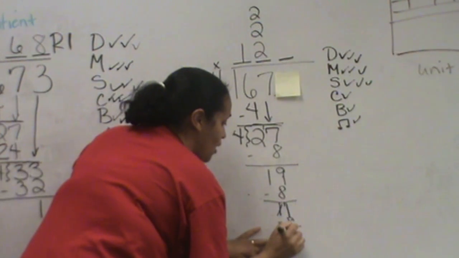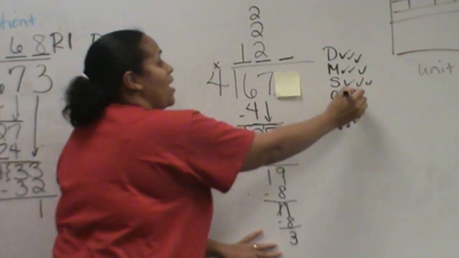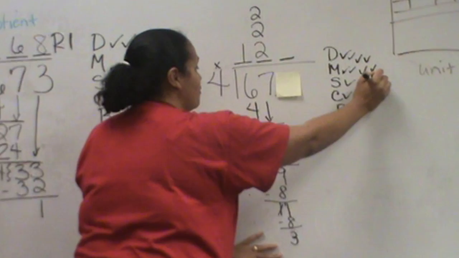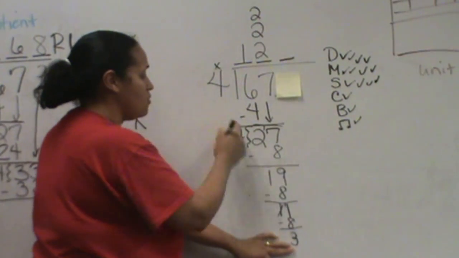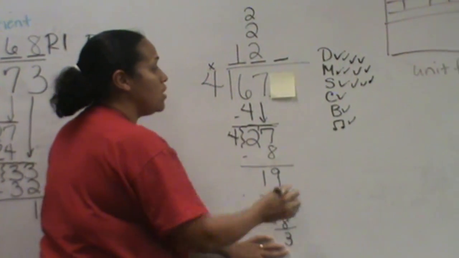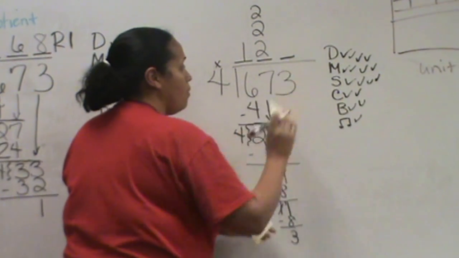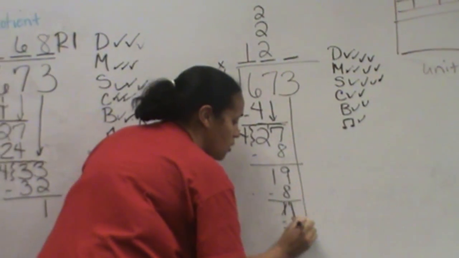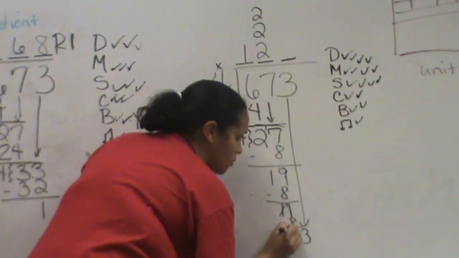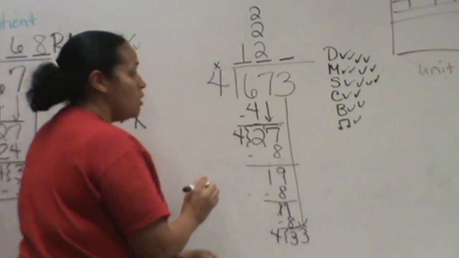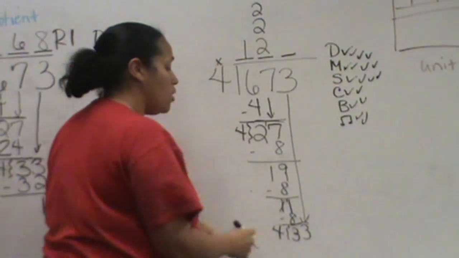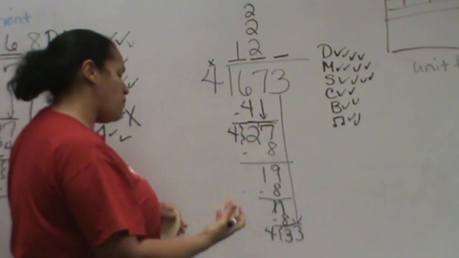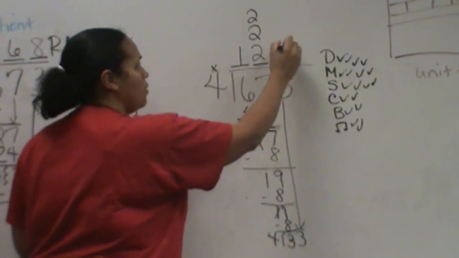Okay, I get 3. I divided, multiplied, subtracted. Now I'm checking, is my 3 smaller than my 4? It sure is. So now I can bring down my next number. So my new dividend is now 33. Okay. Again, I'm unsure of my 4s, but I'm going to do 5 because I think I know what 5 is. I'm going to put a 5 here.